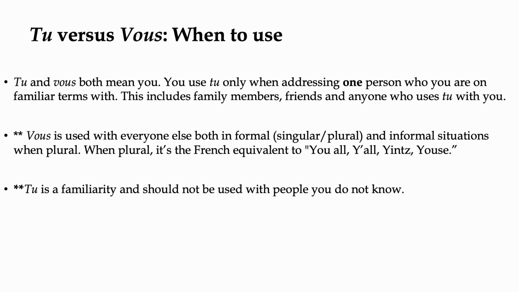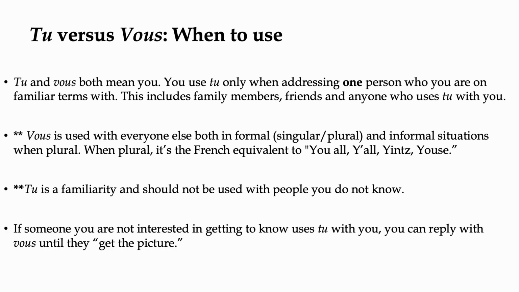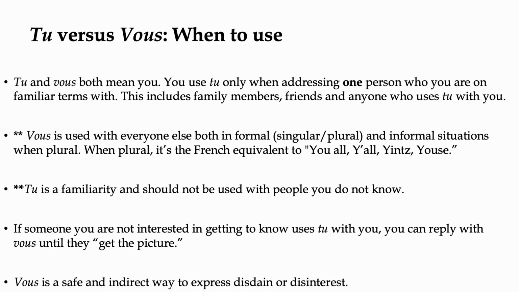Tu is a familiarity, meaning that it's something familiar that you would use with someone that you know well, and it should not be used with people you do not know. If someone you are not interested in getting to know uses tu with you, you can reply with vous until they get the picture. It's a safe and indirect way to express disdain or disinterest. Keep in mind that young people may often use tu with one another because they are of the same age. If you respond with vous, you're letting them know you really don't want to get to know them.